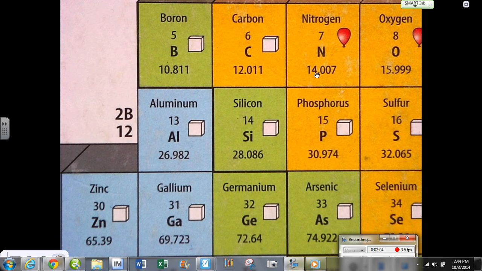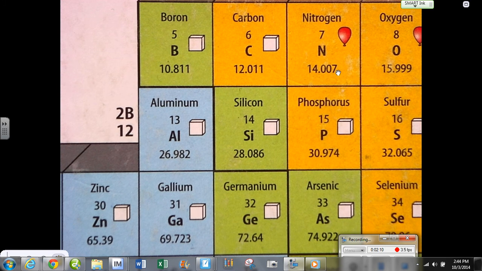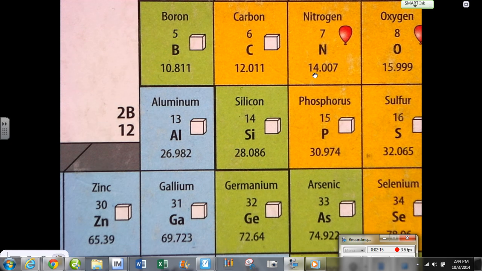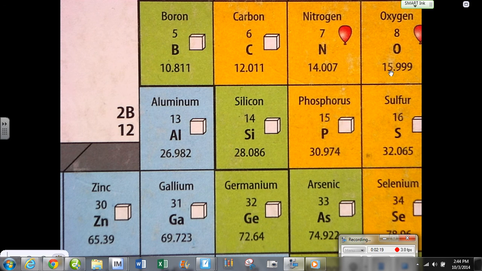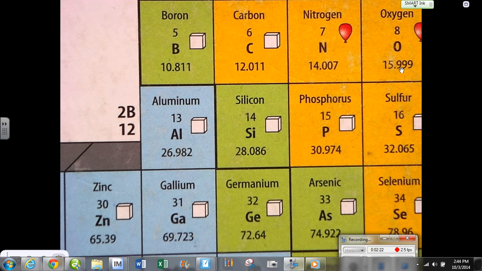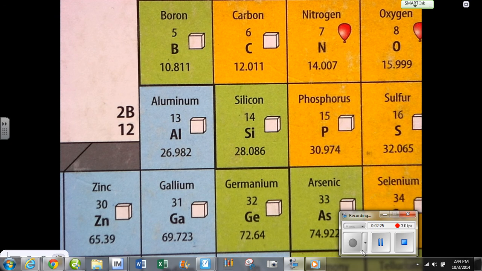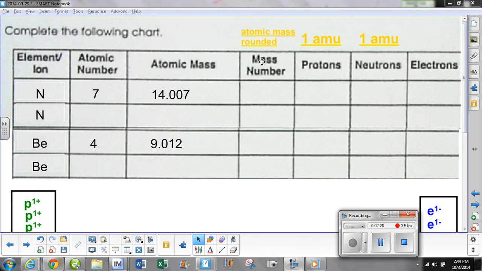Now, how do I get the mass number for nitrogen? It's 14.007. So when I make this a rounded whole number, what is it going to be? 14. What will this guy be? 16, exactly. So that's what I wanted you to see in the periodic chart. As we go to fill this in, we're going to see that this 7 here is not really the mass number. The mass number comes from this guy right here, the atomic mass. So we are going to write in over here 14.